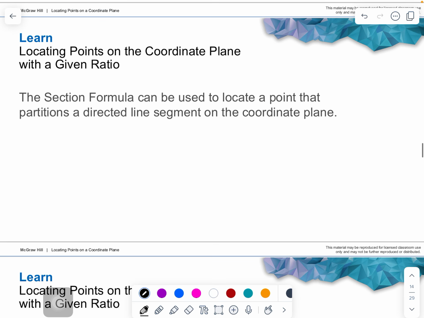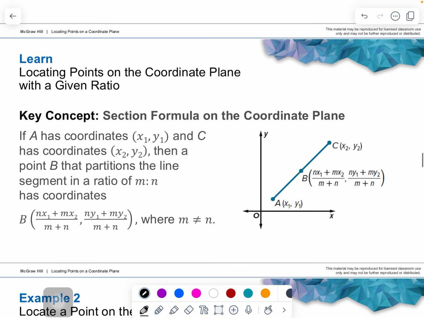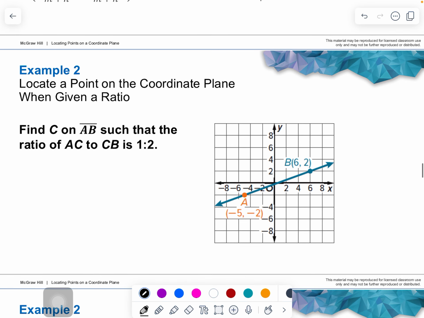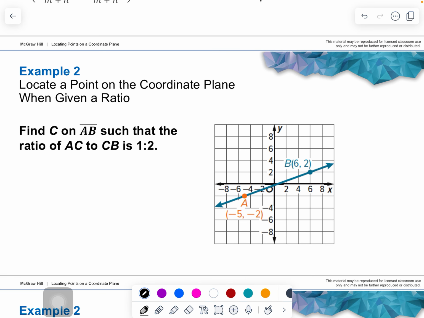All right, now we're going to do the section formula. It can be used to locate a point that partitions a directed line segment on the coordinate plane. So what this does is, when you're finding C on AB such that the ratio of A to C, C to B is 1:2, now instead of having a fraction, they're giving you the ratio, okay? So if they've given you the ratio, how do we do that?